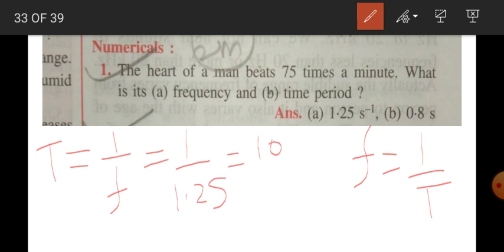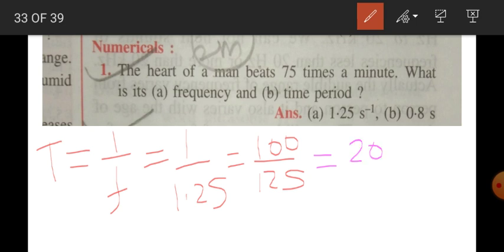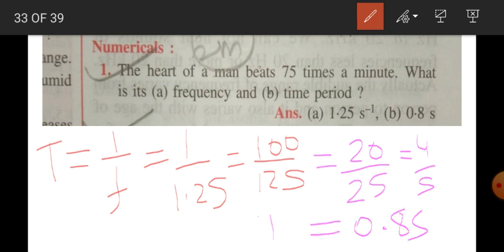Multiply up and down by 100. This will be 100 divided by 125. If you calculate it further, divide by 5, it goes 25 times, and again divide by 5, 4 times, 5 times. So 0.8 second. This type of numerical they ask in exams as well, so do try these numericals. Thank you very much.